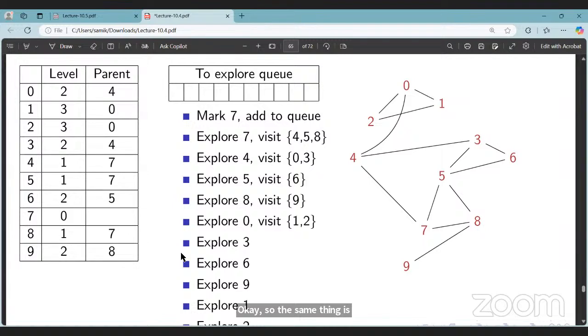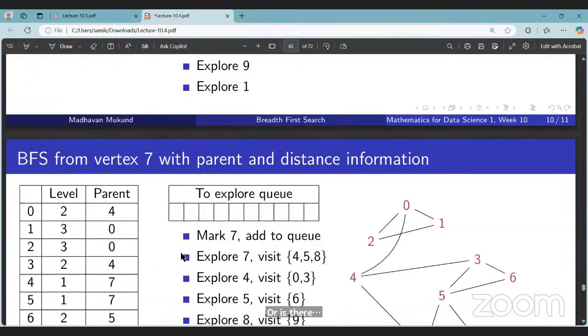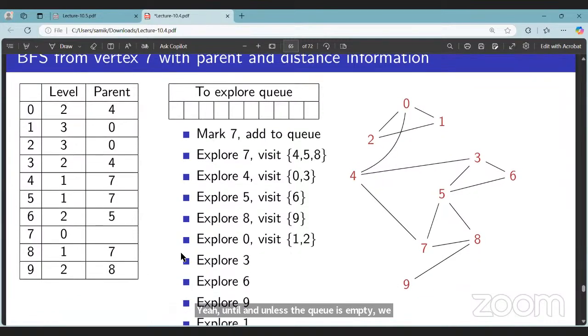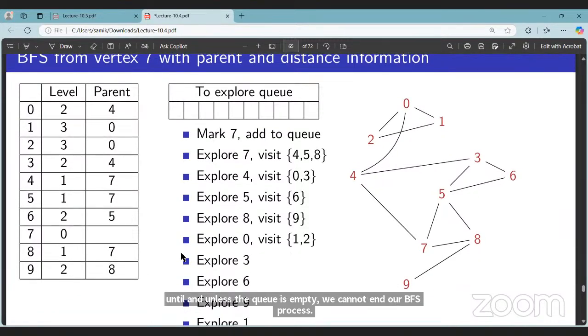Is there any doubt? Unless we visit all the vertices, we can't end that process. Until the queue is empty, we cannot end our BFS process. That's the procedure. There is no way to end that process in between. One particular BFS scan will end only if the queue is empty.